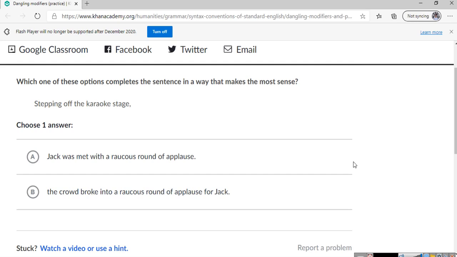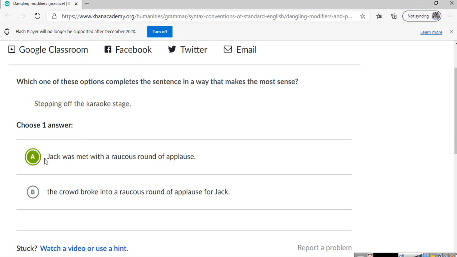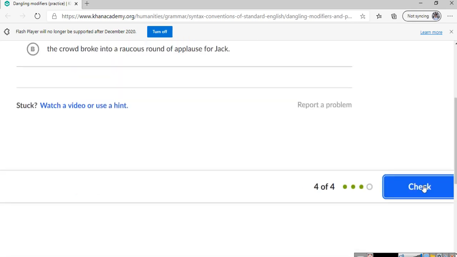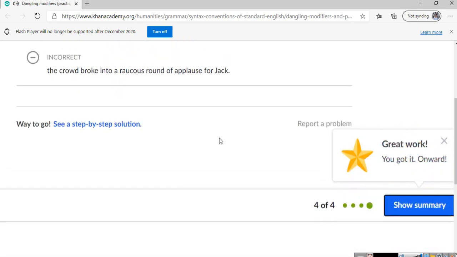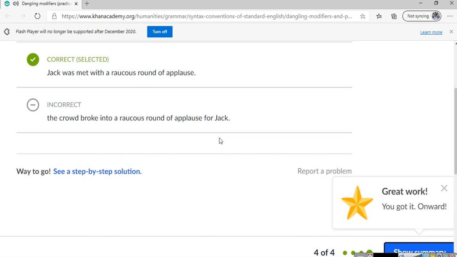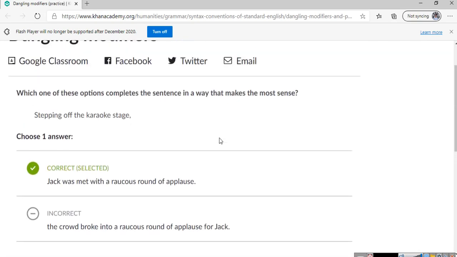I will go with A. Okay, let's see if that is correct. Check. Great work, it says. Which would be: stepping off the karaoke stage, Jack was met with a raucous round of applause.